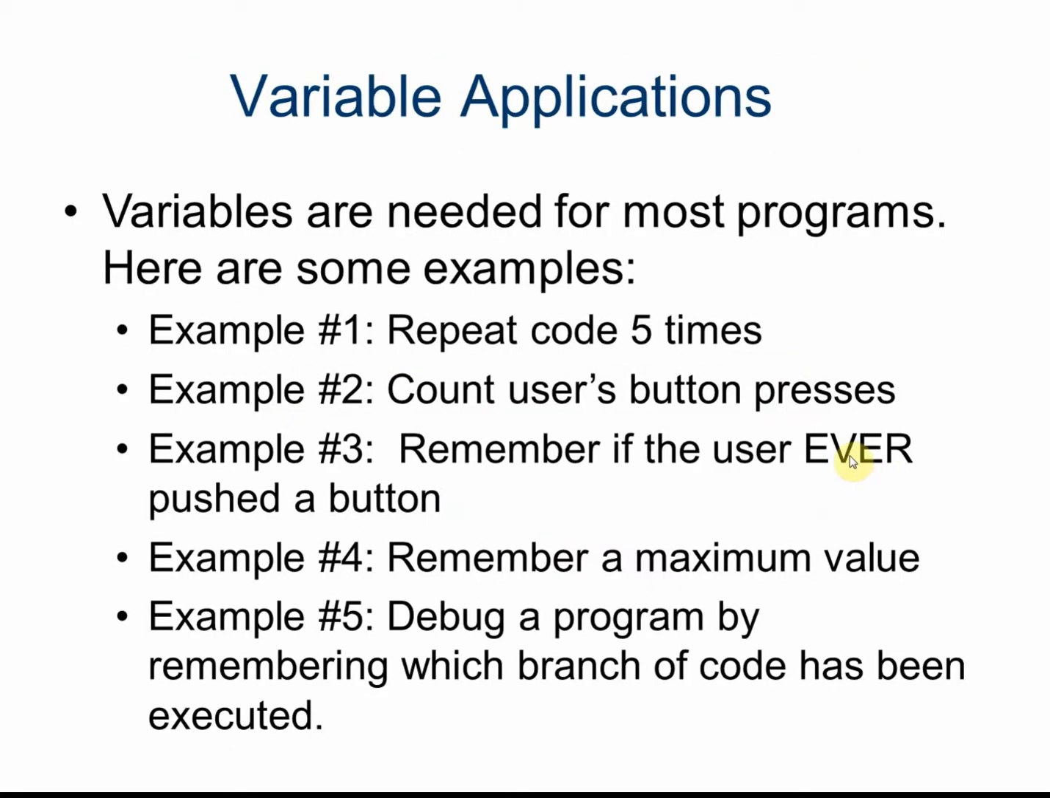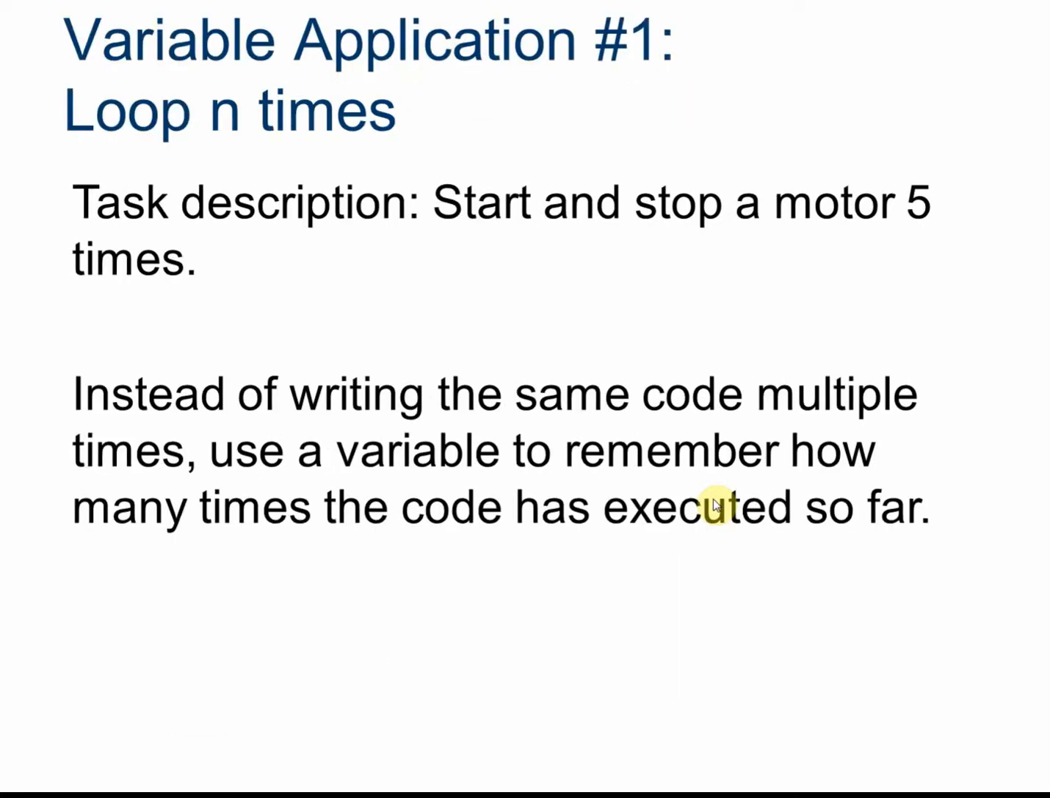So variables are extremely useful. You're really not going to encounter any code in the real world that doesn't use variables. It's what allows us to make programs that react intelligently to input and provide output that makes sense. So here's just 5 examples of variable use. We're going to go over each of them individually.